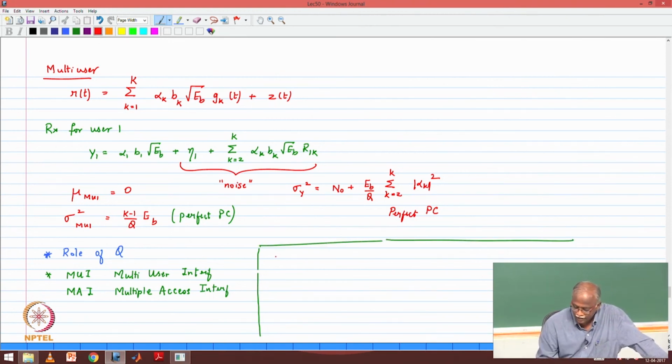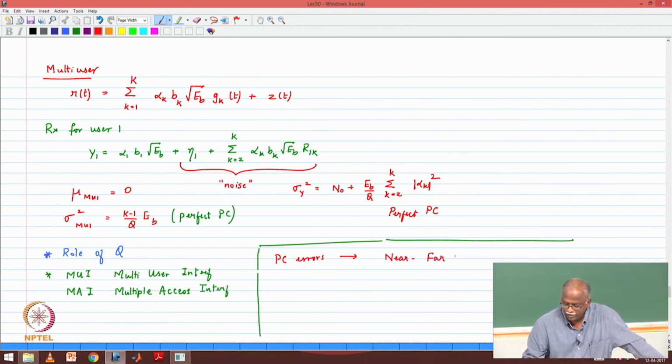We said that if there are power control errors, this will lead to a problem called the near-far problem. It looks like there is one user who is very close because of power control and another user is very far, when it is a two-user scenario. Or you have one user very close and all the other users very far. That is the near-far problem.